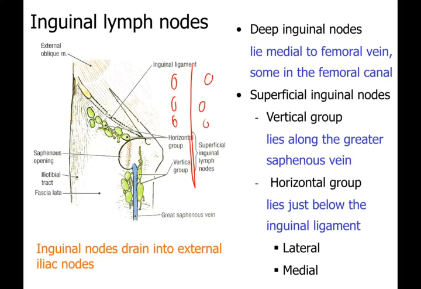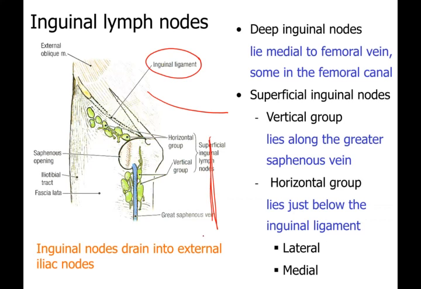And the superficial lymph nodes are related to the superficial veins like the great saphenous vein. And the deep lymph nodes are related to the deep veins like the femoral vein and the popliteal vein. Anyway, now the superficial group of lymph nodes, you divide them into two groups. There is a horizontal group in relation to the inguinal ligament, just below the inguinal ligament. Then there is a vertical group in relation to the great saphenous vein.